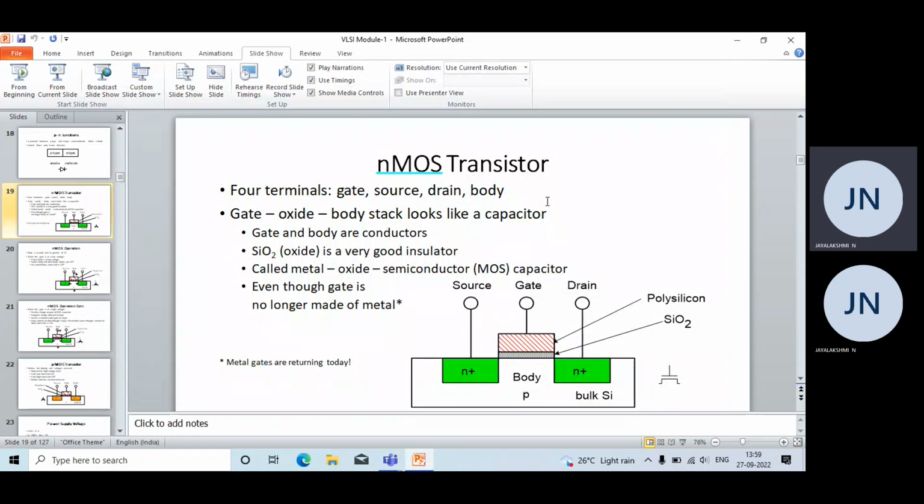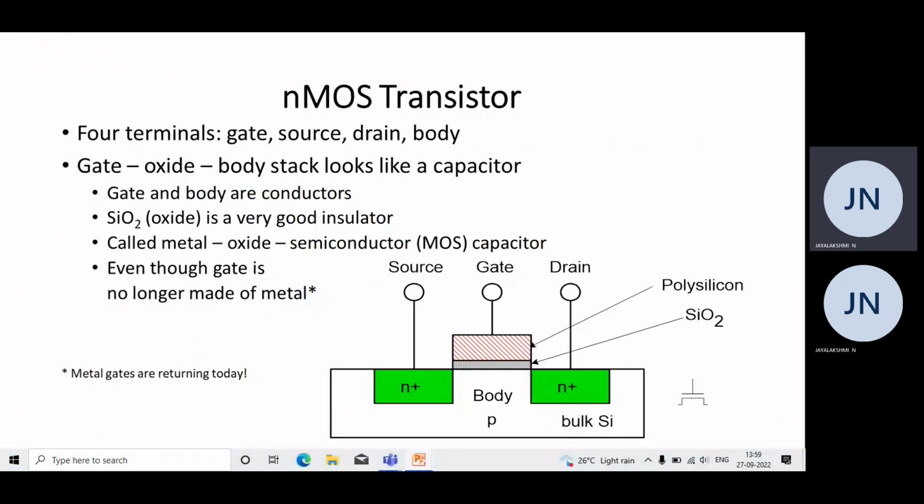Dear students, in the last class we studied the introduction to integrated circuits and the introduction to transistors. As we know, in MOSFET we mainly have two types: one is the NMOS transistor and the other is the PMOS transistor. So in today's class we're going to understand the operation of the NMOS transistor.